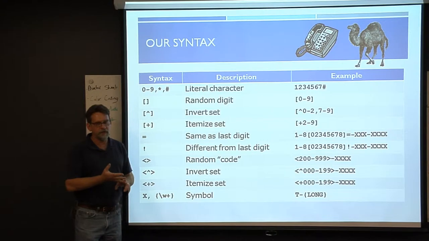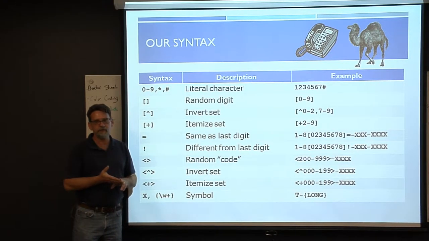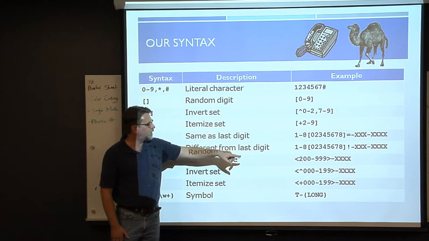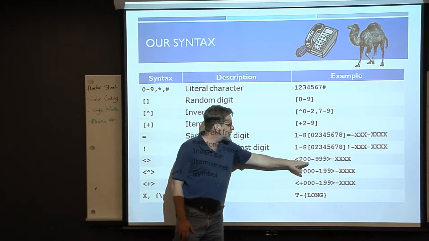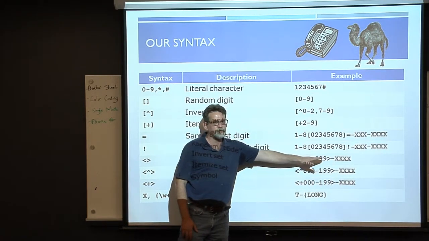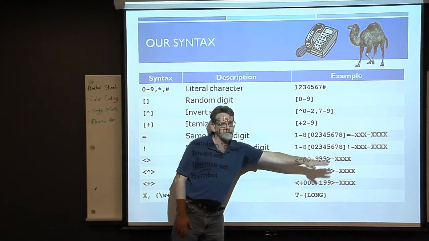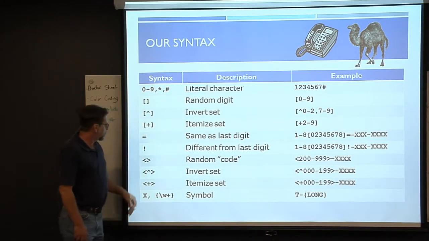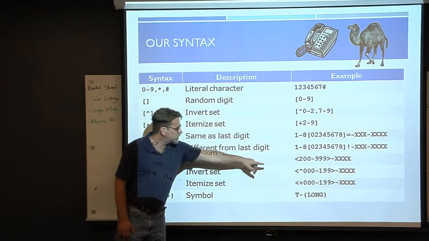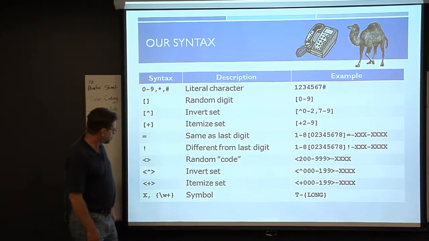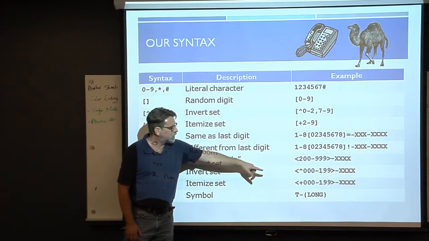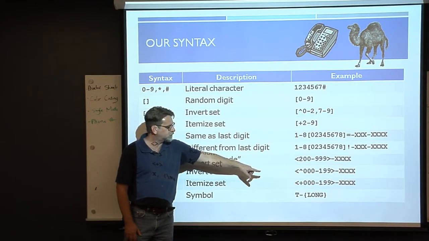By code, I mean area code, office code, extension code. I'm allowing up to 5 digits, so you can have 1, 2, 3, 4, or 5 digits. But whatever this first one is, they all have to be the same. So if this first number is 3 digits, then all the numbers in here have to be 3 digits. And you can have comma-separated lists of numbers, too. The same thing here, caret inverts the set. So that means 200 through 999. Plus means itemize the set again, so you're going to get a list of 200 numbers if you execute that pattern.